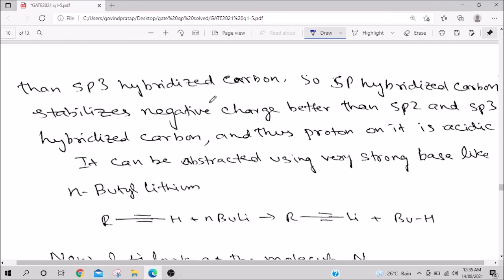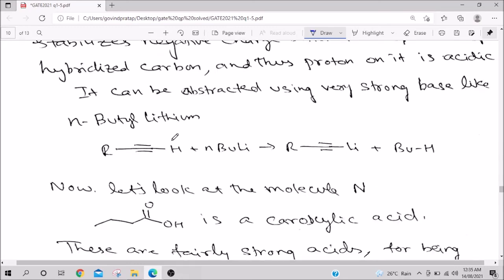In an sp3 hybridized carbon, that is not the case. So that is why, if you put a very strong base, something like n-butyl lithium, it will pull away the proton, you get a negative charge with Li, and then you can further react with whatever you want.